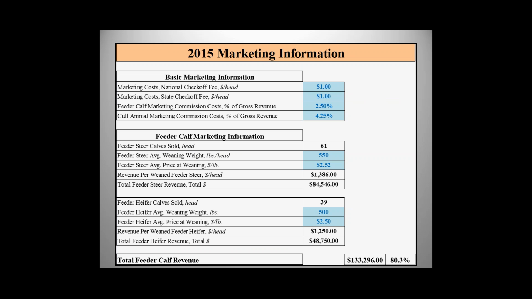Now the last worksheet, our marketing information worksheet, records the basic weights and prices per pound for various classes of cattle and calculates the costs associated with marketing your animals. Now these values are transferred into the final costs and returns budget. This is a very popular worksheet for many users evaluating the impact of what-if changes on the profitability of the operation.